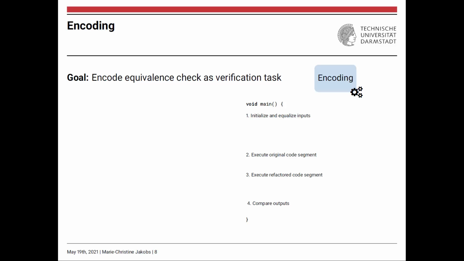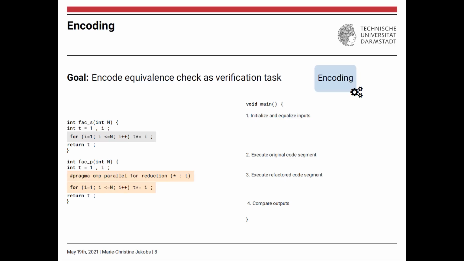The main difference to existing approaches is that our encoding is localized, so this means we apply it to code segments and not to whole programs or functions. In addition, we become context aware due to the variable classification we just saw before. In the following, we demonstrate the encoding idea based on the examples from the previous slide.